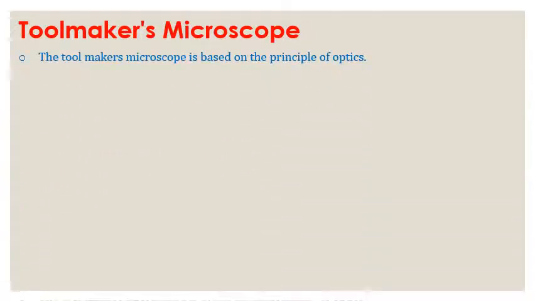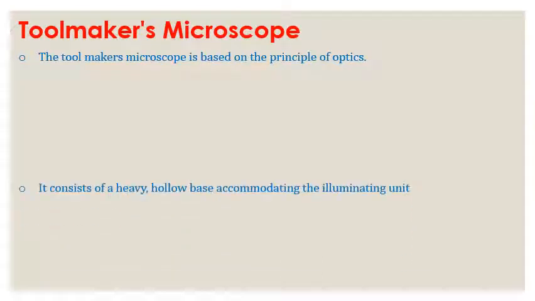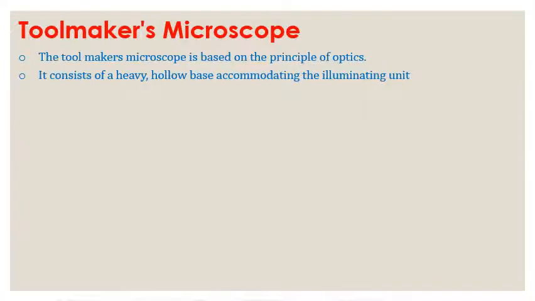The toolmaker's microscope again works based on the principle of optics. The optical principle used in the toolmaker's microscope is magnification, because when we say microscope, it itself indicates that magnification is one of the primary optical principles being used in such instruments. And the microscope used here, we call it a toolmaker's microscope.